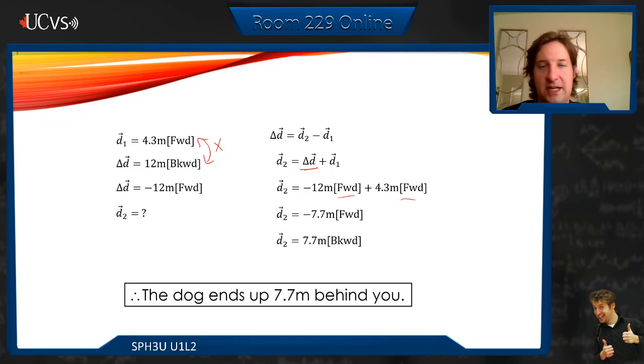In that case, my d1 would have been a negative number. And then to find my d2, I would have been taking 12, take away 4.3, and I would end up with 7.7, positive 7.7, backwards. I would have had the same answer. There is no correct frame of reference. There's just one that is usually more straightforward for the problem, which is easier to deal with.